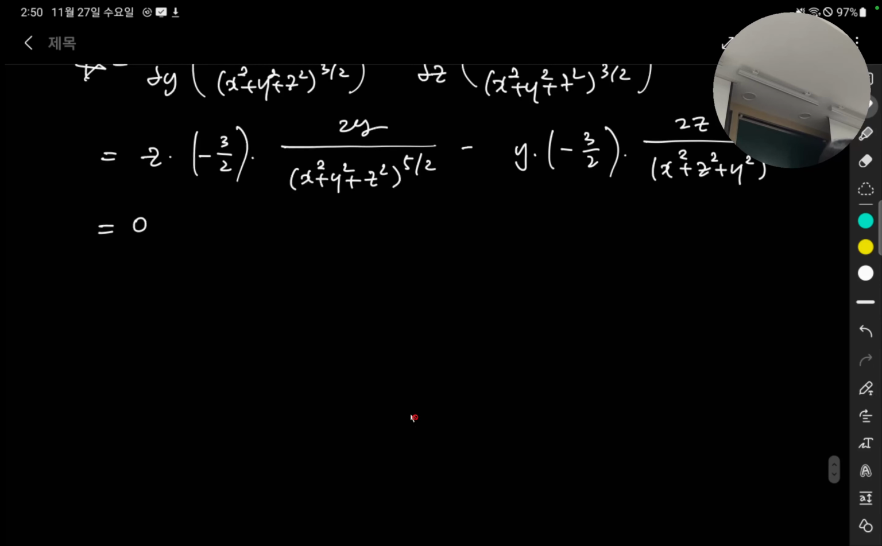Okay, so let's try to prove the Stokes theorem.